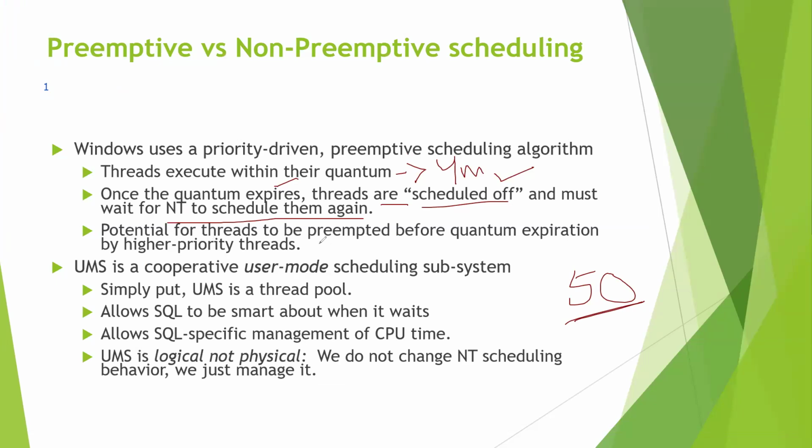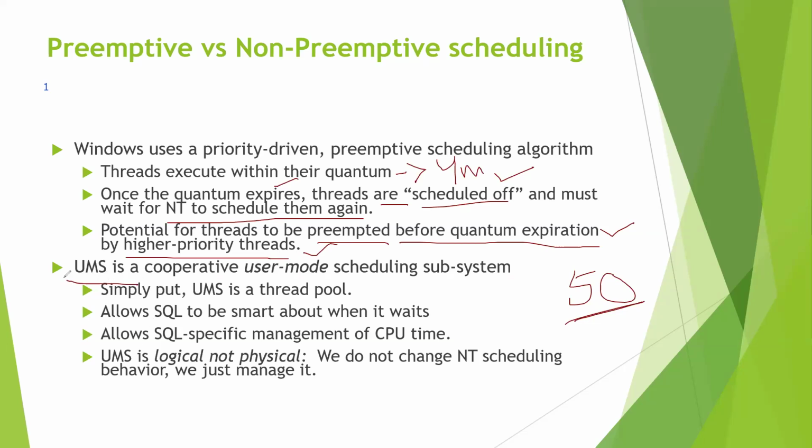There is potential for a thread to be preempted before the quantum expires, right? So there are chances that the thread can be preempted, come out of the CPU before even the quantum expires, if a high priority thread comes in, as I said. Priority driven: if there is priority 0, priority 1, and a high priority thread comes in, then the thread currently executing on the CPU will come out of the CPU.